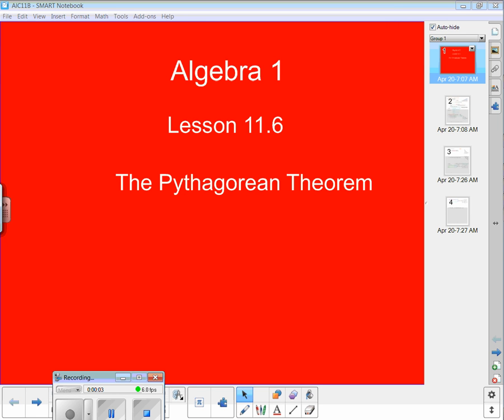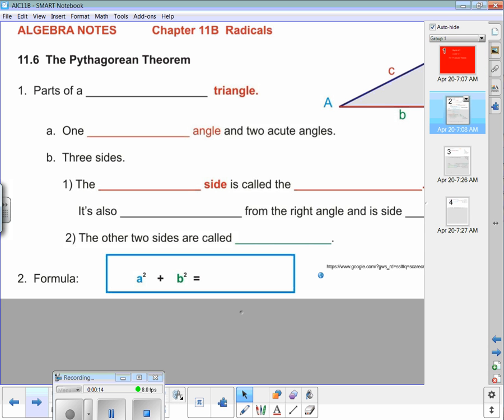All right, class, this is Algebra 1, lesson 11.6, Pythagorean Theorem. All right, Pythagorean Theorem, and we'll do a few more things involved with aspects of the Pythagorean Theorem. All right, so 11.6 in your notes, please.